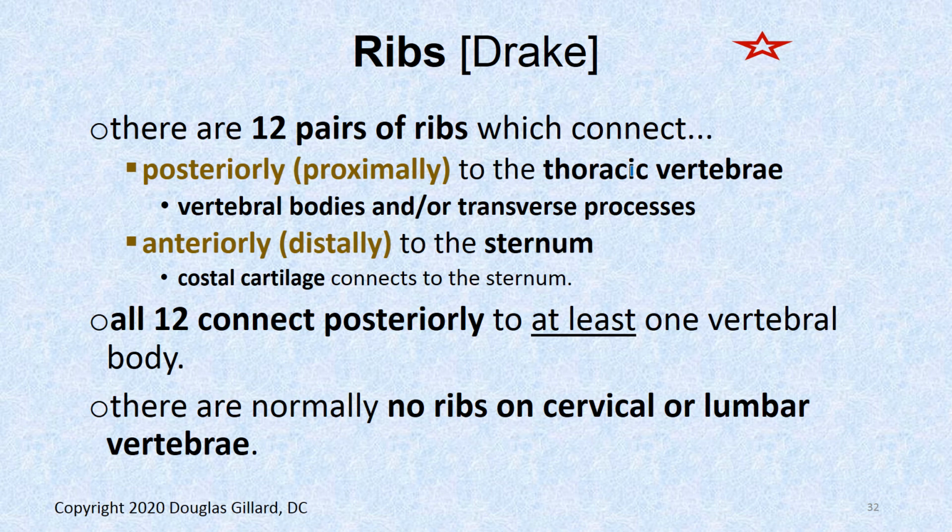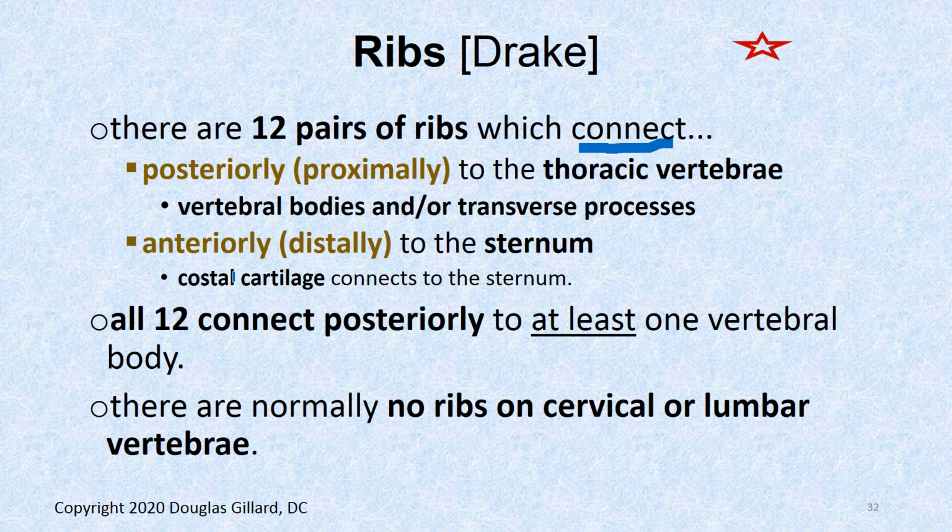So posteriorly, the thoracic vertebrae, or what are we talking about? 12 pairs of ribs, and posteriorly, they're connected to the thoracic vertebrae. We'll see that in a second. Anteriorly, they're connected to the sternum. Do I need to fix that there? Oh yeah, here's the connection right here.